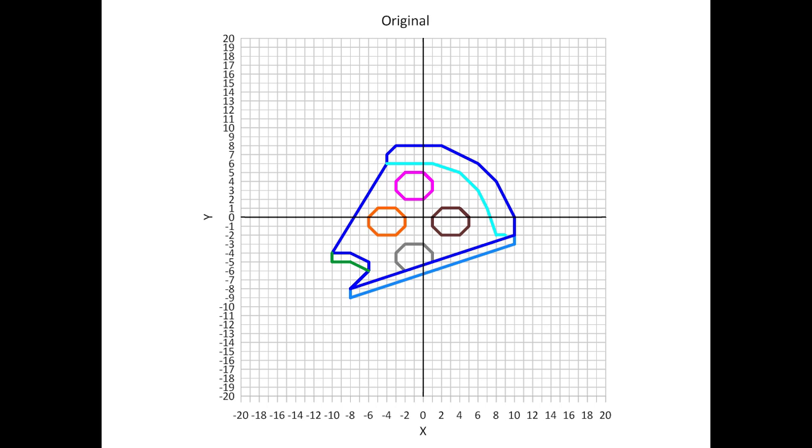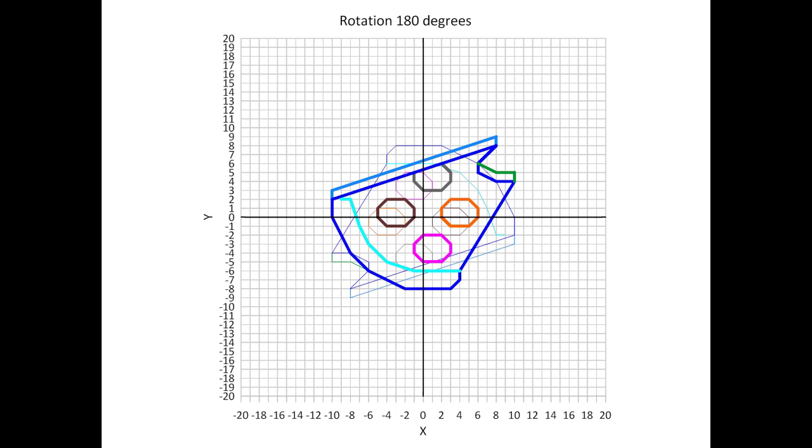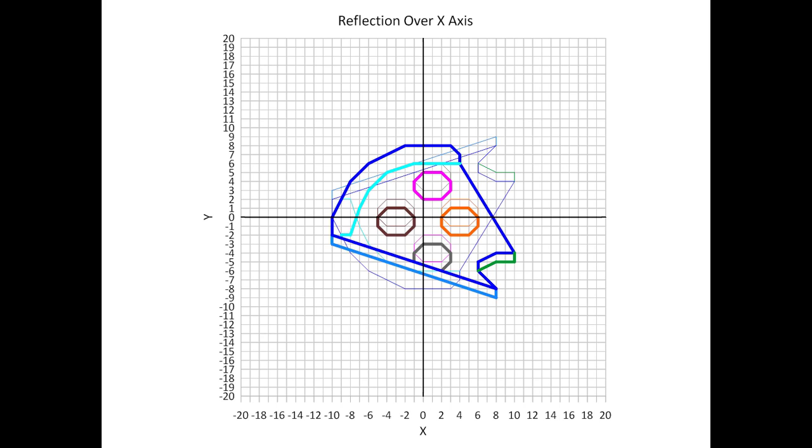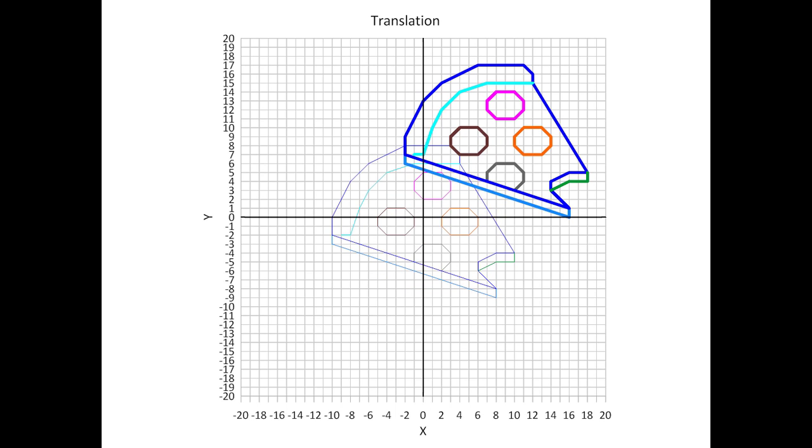Starting with the original, the first one is to rotate 180 degrees. That's what that looks like. Then we're going to reflect that over the x-axis. That's the reflection over the x-axis. And now we're going to translate it 8 and 9. And the final position is a little bit of a different place.